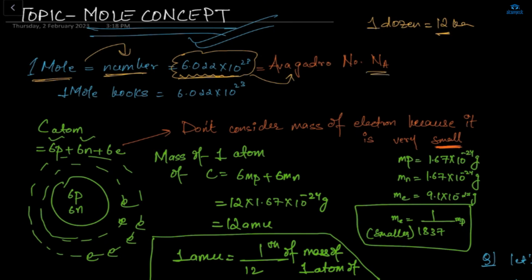So if I'm asking that I need 1 mole of books, what do you mean by 1 mole of books? It means I need this many books, 6.022 into 10 to the power 23.